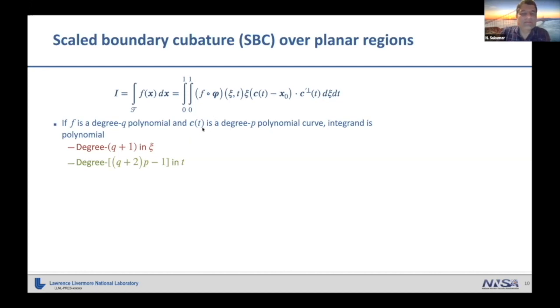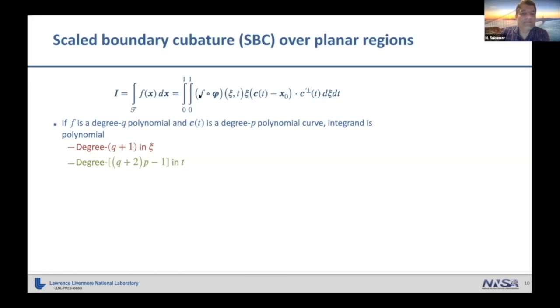And let's assume that c(t) is a degree p polynomial curve, right? So if c(t) is just an affine segment, it's a degree 1 polynomial curve. If not, it could be a NURBS curve or a Bezier curve in general, right? So we'll notice that the integrand will still be polynomial, because the mapping, going back to my previous slide, is linear in psi itself. And if c itself is a polynomial, then the mapping also will be polynomial in c, right?